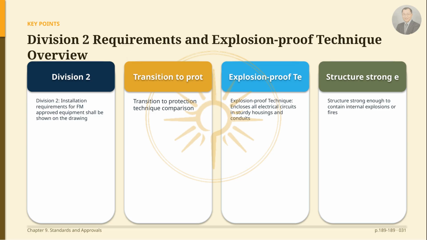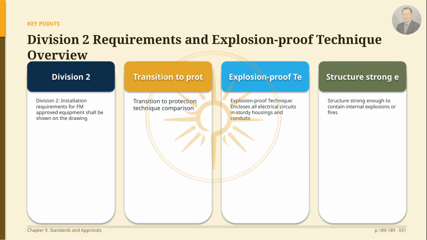First, for Division 2, the installation requirements for FM-approved equipment must be shown on the drawing. Now, we will move on to comparing different protection techniques. The first technique we'll cover is the explosion-proof technique, which is implemented by enclosing all electrical circuits within housings and conduits.